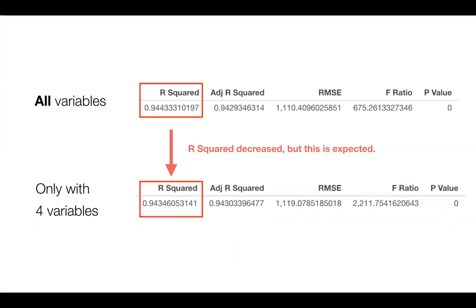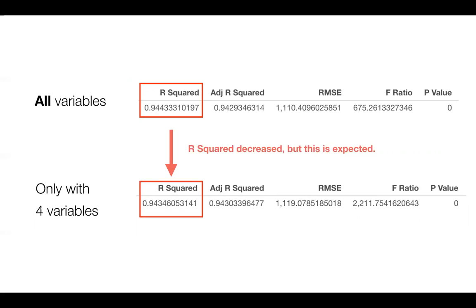Okay, and then let's compare these two. The top is the model with all variables, and the bottom is the one where I selected only 4 variables. So I excluded all the other variables, and then just purely compare the R square. And R square decreased, right? Just a little bit, like 0.001 or something. So that means these variables lost some kind of explainability.